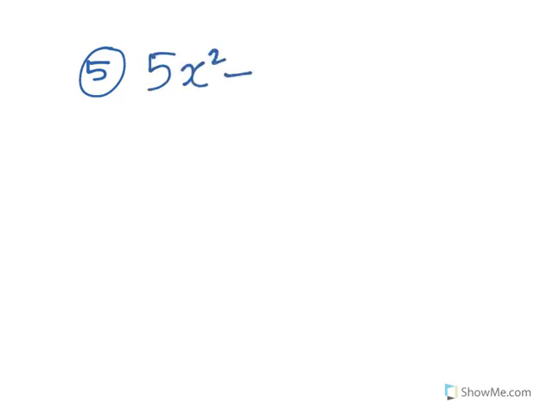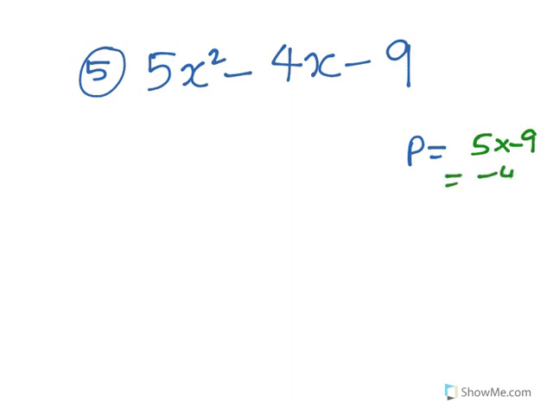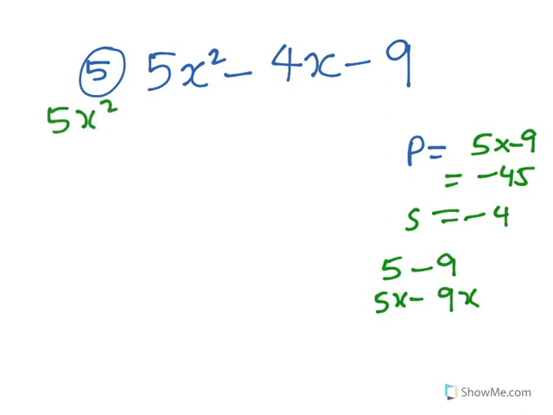Okay, and just a fifth one, copy this example down. 5x squared minus 4x minus 9. Okay, so product, first times last, 5 times minus 9, and that will be minus 45. Sum is minus 4. So the numbers that will give you minus 4 are 5x and minus 9x. So you just have to replace the middle. Replace that with plus 5x minus 9x minus 9.